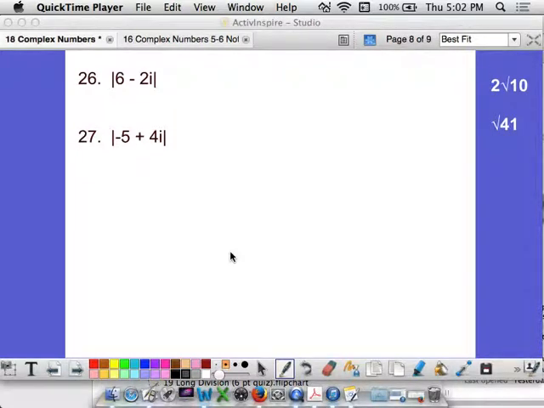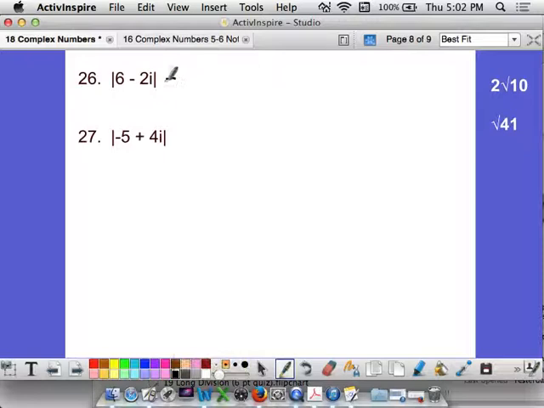Okay, in number 26 and 27, we're looking for the absolute value. It's the absolute value of 6 minus 2i, a minus bi. So what we can glean from this is that a is 6 and b is negative 2. And in our imaginary coordinate plane, this is going to be the ordered pair 6, negative 2, what we might consider x, y.